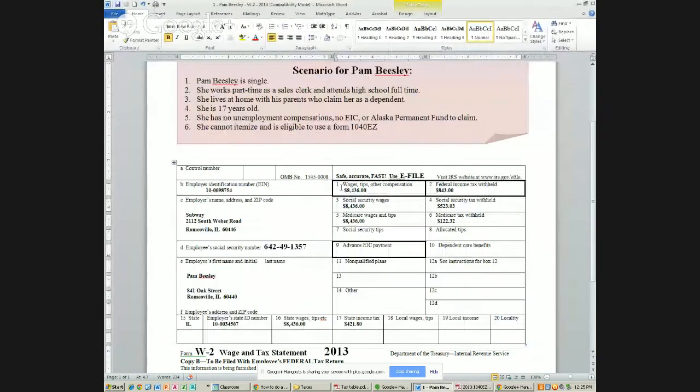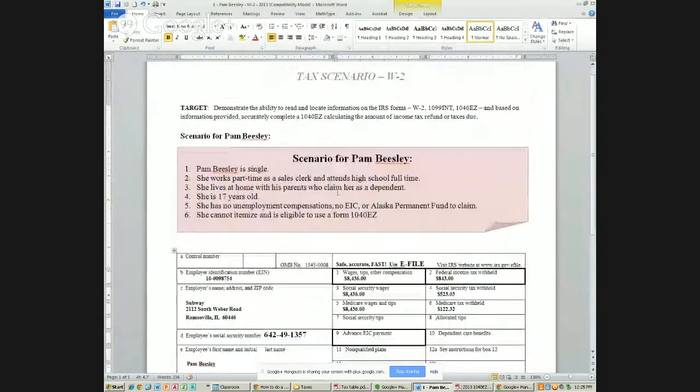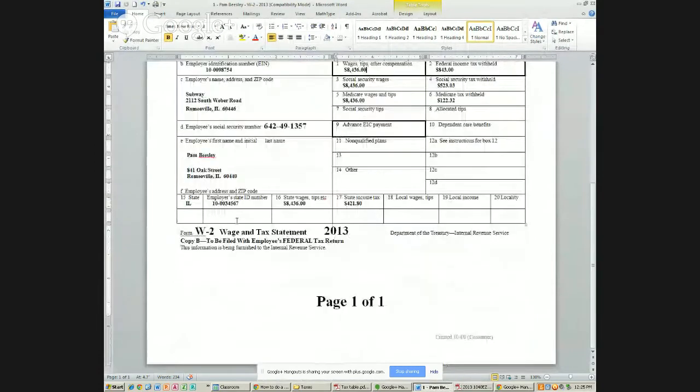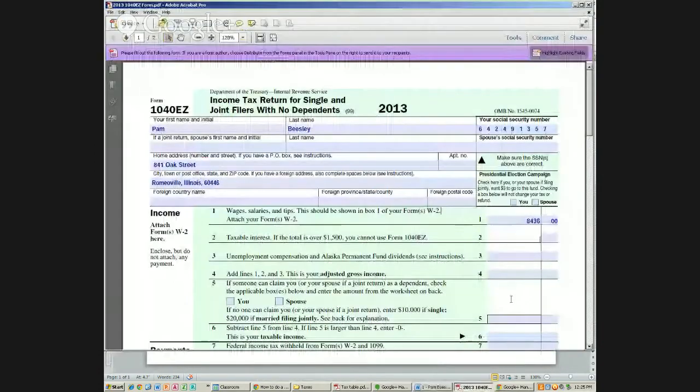So if I go to Pam, there's only one form on here, correct? It's her W-2. There is no 1099 INT. So she does not have any interest. So we're going to put a big old goose egg right there.